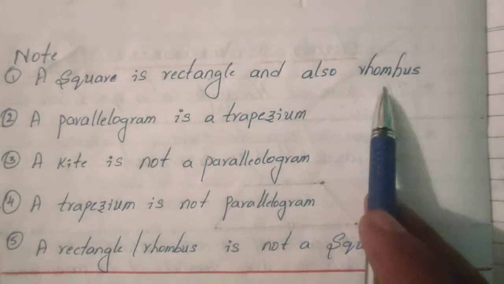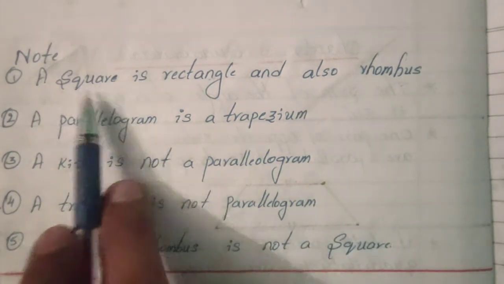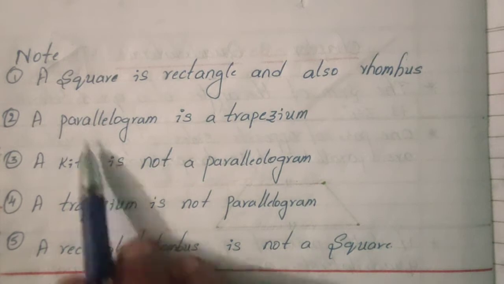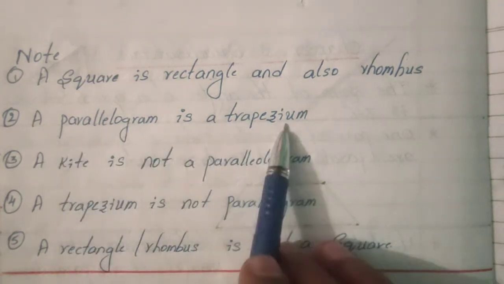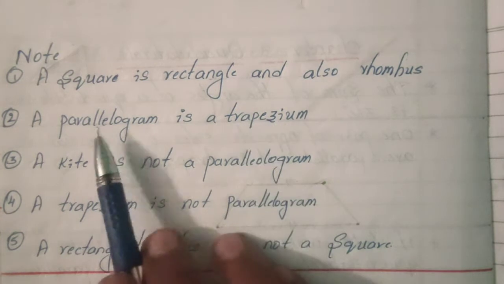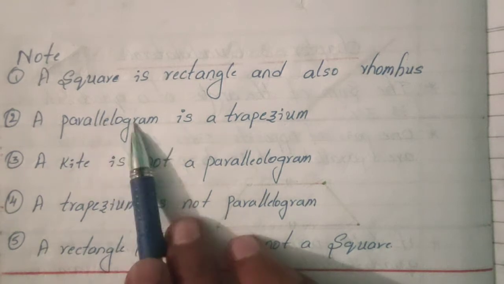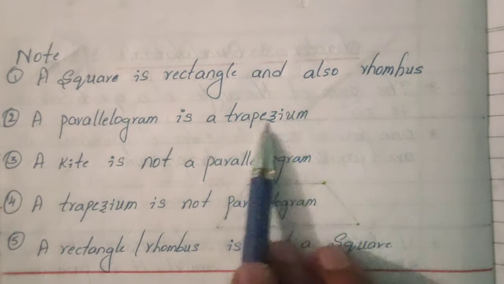Even in a rhombus, opposite angles are equal. In a square also, opposite angles are equal. Next, a parallelogram is a trapezium. What is a trapezium? One pair of opposite sides are parallel. In a parallelogram also, two pairs of opposite sides will be parallel. So we can call a parallelogram a trapezium.